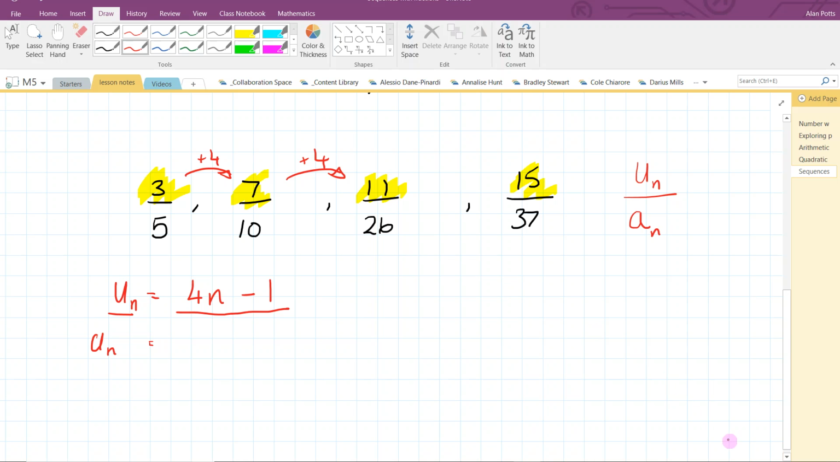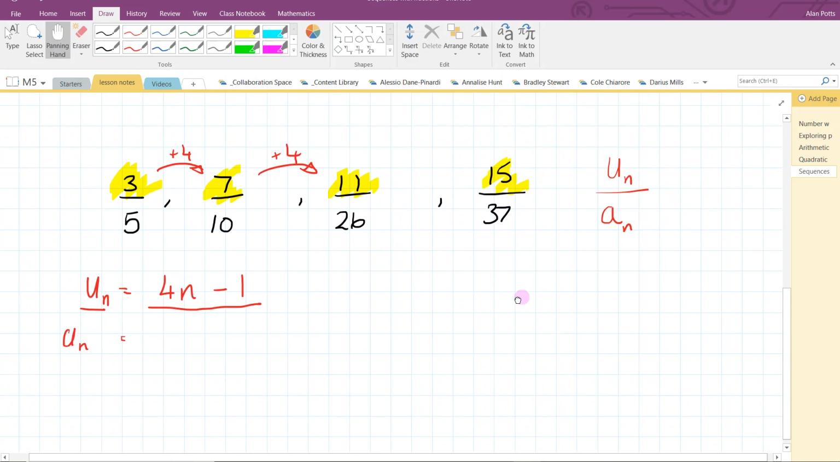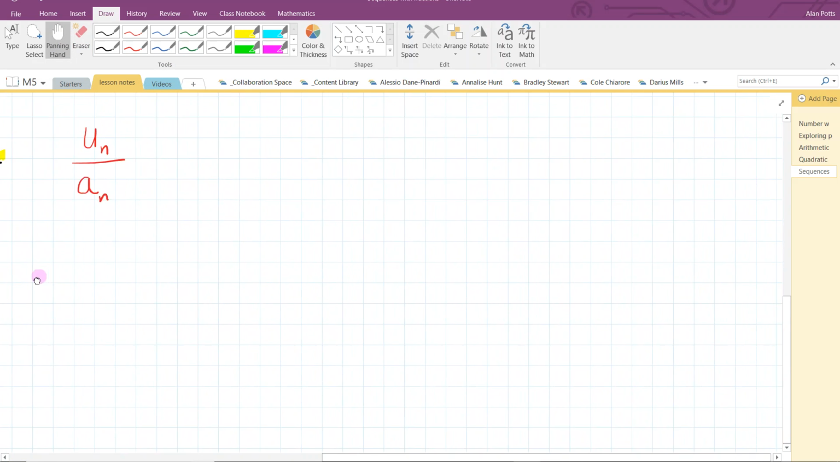Now, this leaves me something I wanted to talk about. How would you find the rule for a quadratic? So I'm going to rewrite it over here. What was it?